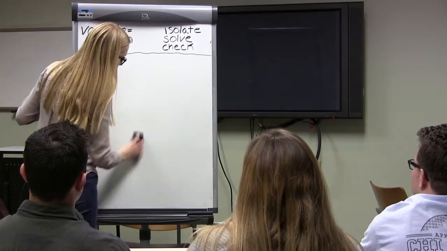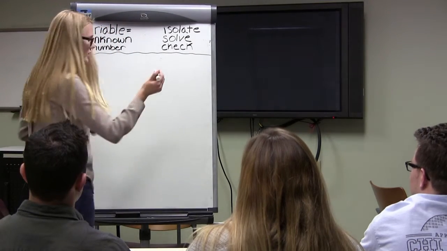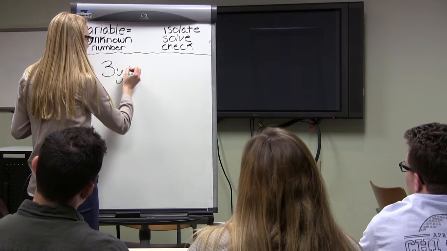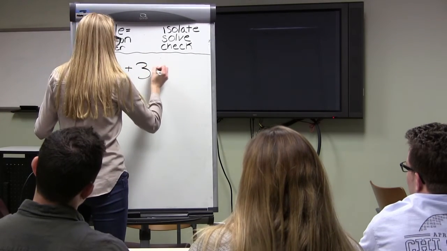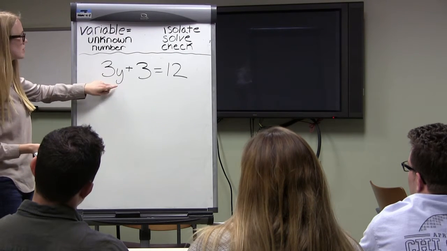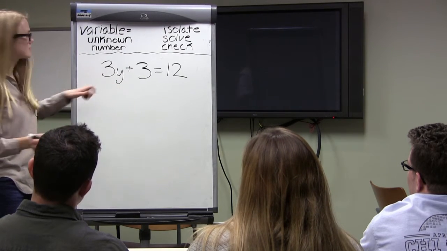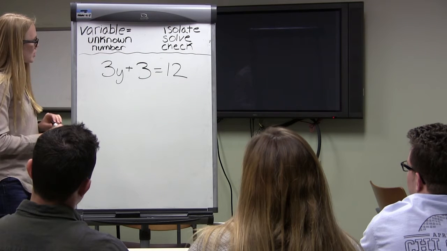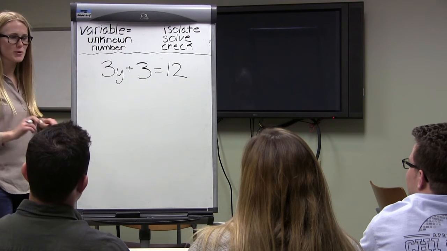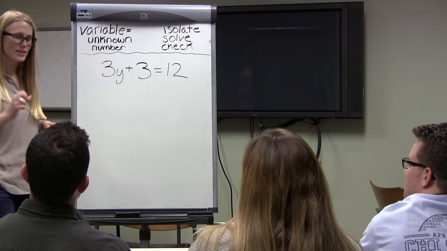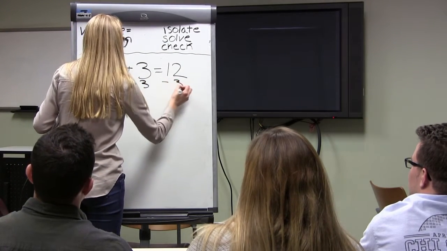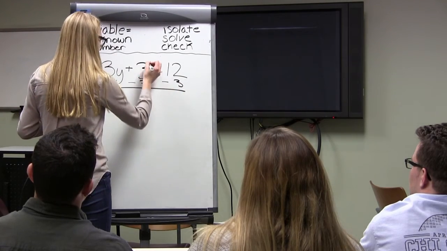Okay, so we'll do one more example. This time we're going to use a different variable. So it's 3y plus 3 equals 12. So like I said before, the variable here is y, but we treat it the same way we treated the x in solving for it. So the first step is to isolate. So how will we isolate 3y? Subtract 3. Correct. So we do the opposite of addition on both sides.